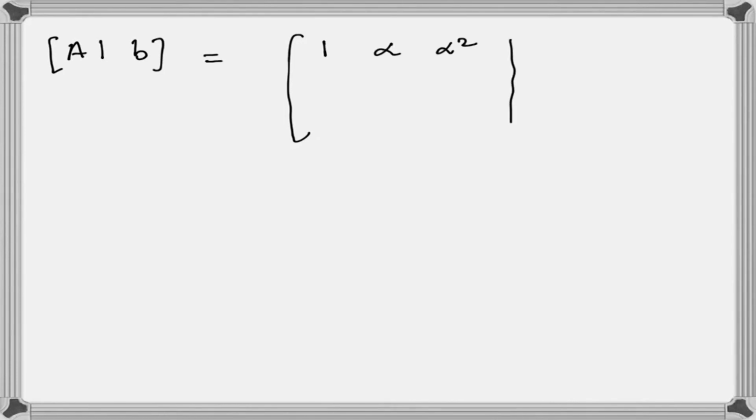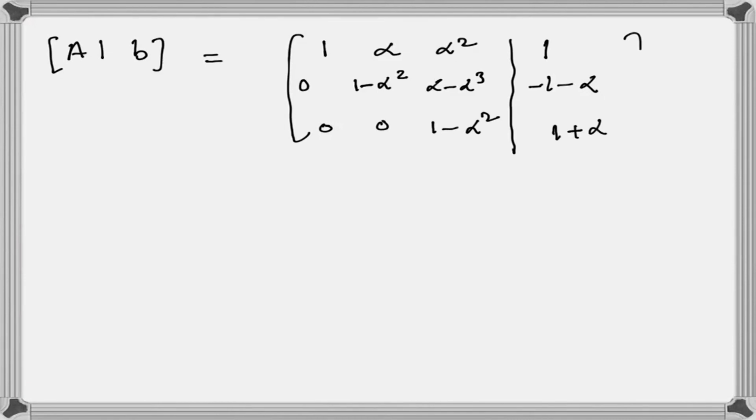So this is what we have. A augmented B is nothing but 1, alpha square, 1, 0, 1 minus alpha square, alpha minus alpha cube, minus 1 minus alpha, 0, 0, 1 minus alpha square, and this is 1 plus alpha.